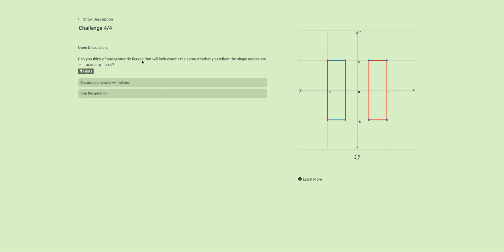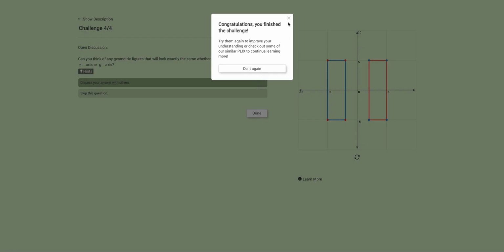Can you think of any geometric figures that will look exactly the same whether you reflect the shape across the x-axis or y-axis? And I kind of talked a little bit about this already, so if you're able to give me a good written answer, show it to me in class or show the checker, they'll give you 3 zeta for that, all right? So that's like an extra credit. Discuss this with others. And there we go. We've finished our Plix challenge.